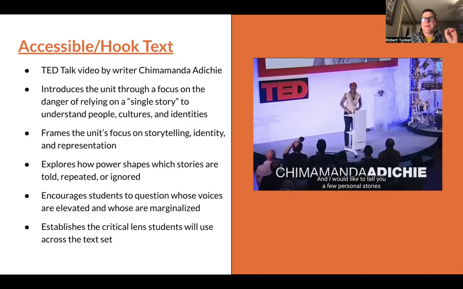and if a single narrative is so dominant that it is the only story we know about a people or a culture, then that becomes shorthand for who they are in your mind. I'd really like this text to open students' eyes to the dangers of a single story, to the dangers of stereotyping, as well as bias, and then get them to question whose voices are elevated and whose are marginalized. Why are only certain stories told? Why, when we think of certain peoples, do we only think of one story or a specific stereotype? This will really also establish the critical lens that I want students to use across this entire unit.